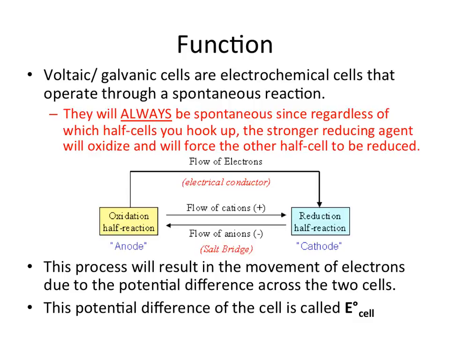All right, as mentioned, these galvanic and voltaic cells, they're electrochemical cells, and they always work through a spontaneous reaction. So regardless of what half cells you hook up, the stronger reducing agent will oxidize and therefore force the other one to be reduced. Obviously if you hook up the same half cells, then there's not going to be any potential difference. So for example, if you hook up a copper half cell with a copper half cell, there's no potential difference and there won't be any movement of electrons. But as long as one is stronger than the other in terms of its ability to be reduced or be an oxidizing agent, then there will be a reaction and it will be spontaneous.